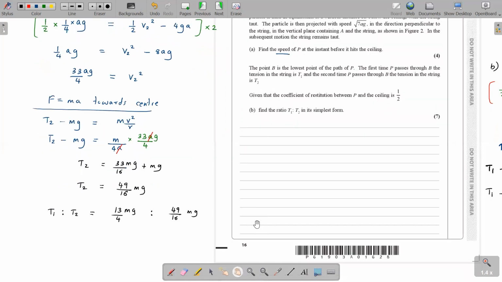So it's a ratio. Cut off the similar terms, mg cancels. And then we can multiply both sides of the ratio by 16. 16 times 13 over 4 is 52, and 49 over 16 times 16 is 49. So 52 to 49. This is not simplifiable. We can't simplify it more than this, right? So the simplest ratio is 52 to 49.